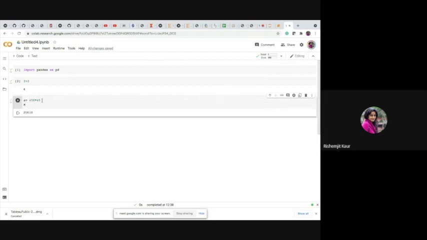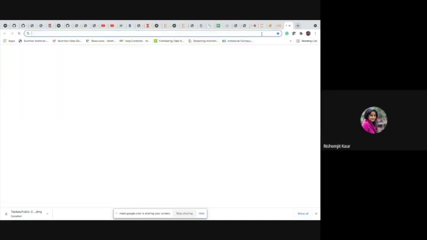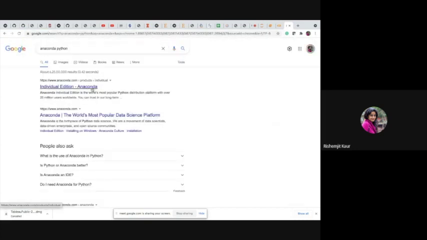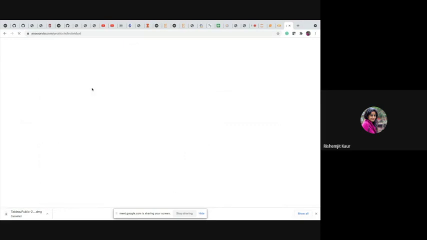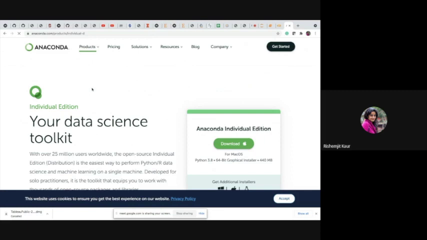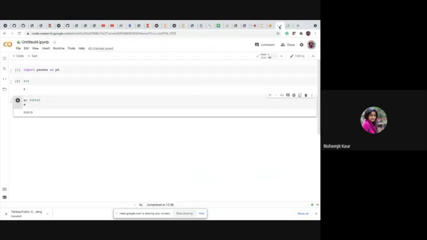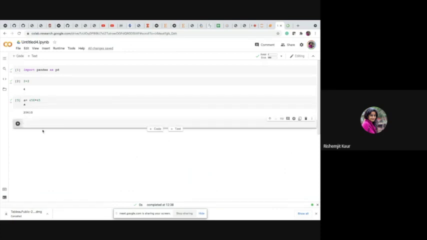Otherwise, if you want to go in a more formal way, like you want to install the whole environment locally on your machine, I would recommend using Anaconda. You go to the website. It's simple. Just write Anaconda and Python. This will give you a whole package which has Python, Jupyter Notebook, and a lot of different libraries which you generally need to run your algorithms. So if you want to do it locally, you can download this one. Otherwise, it's very simple with Google Colab.